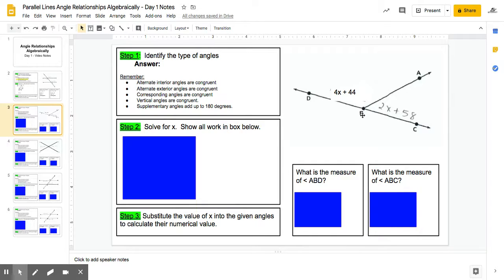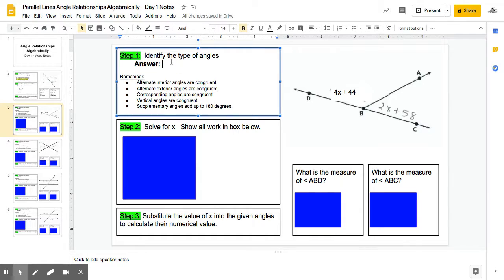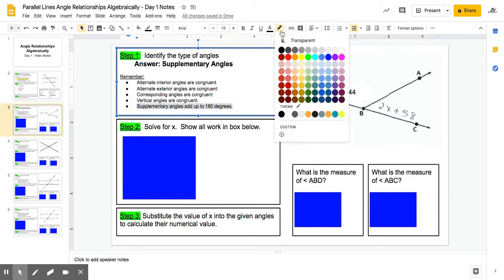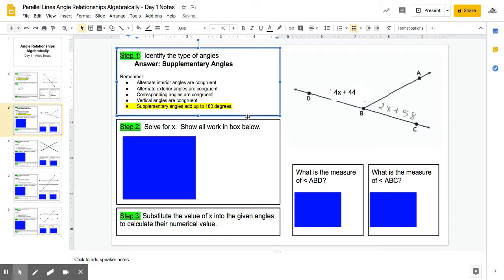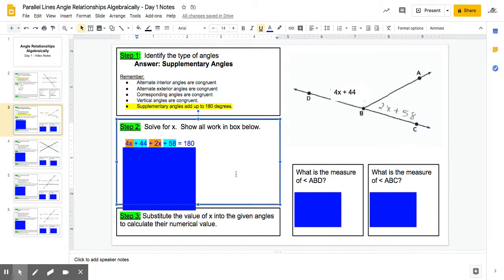All right, so step 1 is to identify the two angles that we have here. We have this angle 4x plus 44 and this angle 2x plus 58. Well, these are supplementary angles. What we need to know about supplementary angles, please highlight that they add up to be 180 degrees. So I'm going to use that fact to help me create my algebraic equation. So together, these two have to equal 180 degrees. So I'm simply going to put the two angles, add them together, and set them equal to 180.